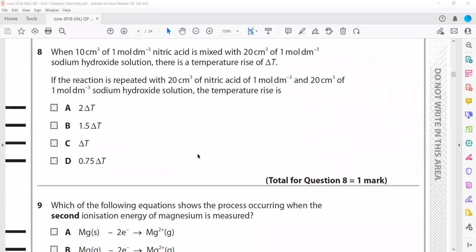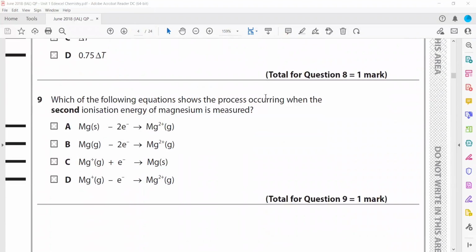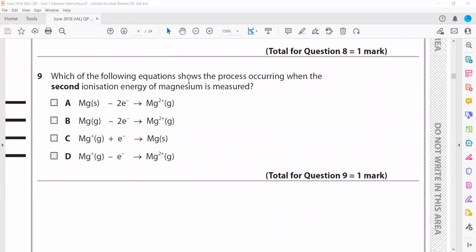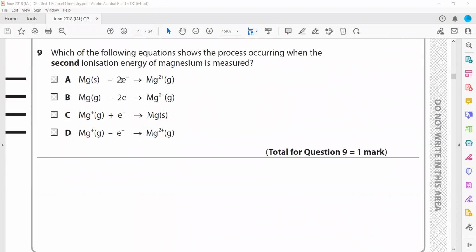This one is according to the old specification, so that's why enthalpy change questions are in unit 1. But according to the new specification, enthalpy change questions will be in unit 2.